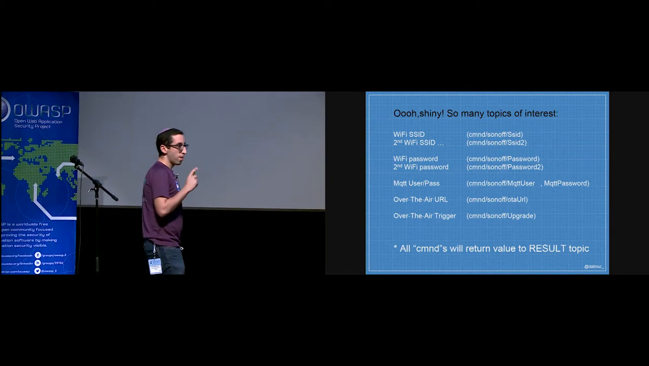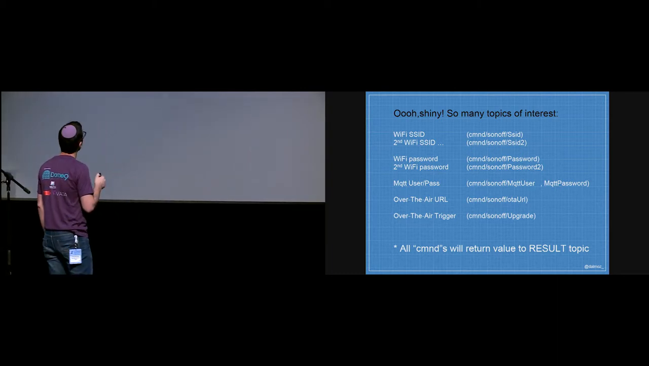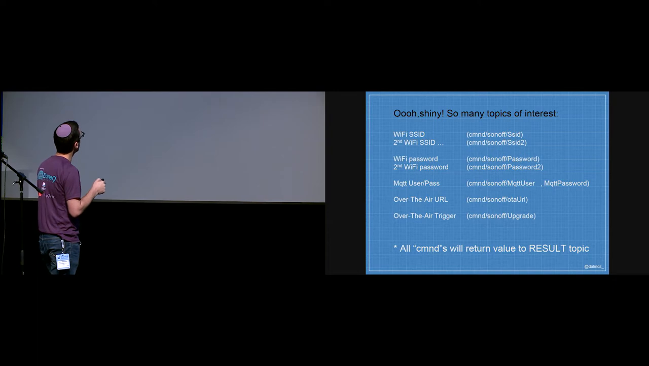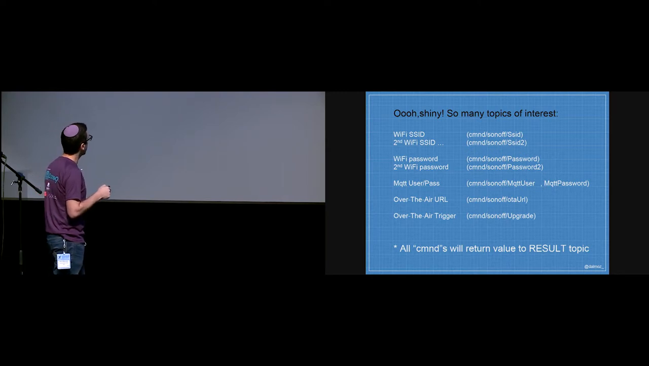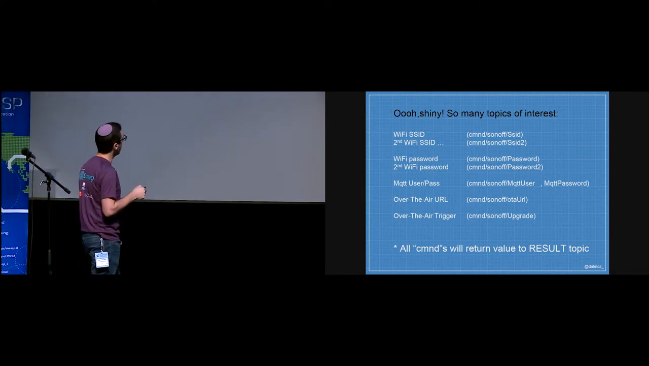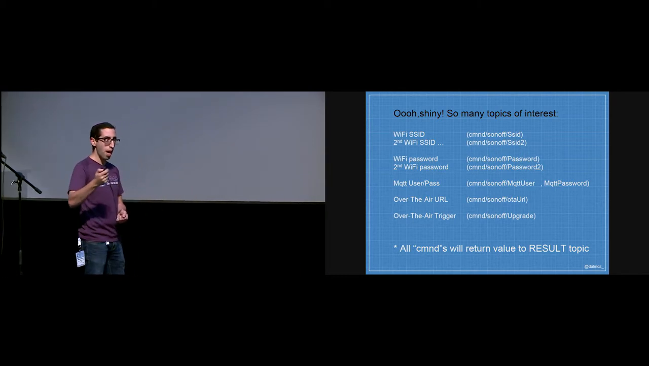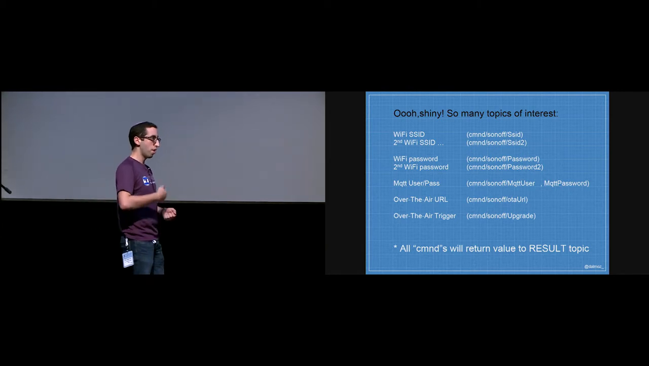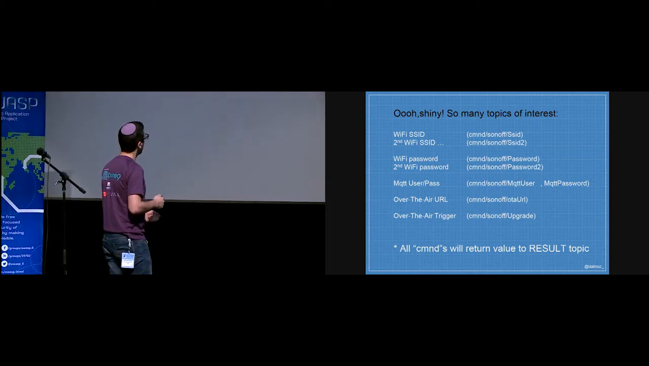And it has many topics that I found interesting. In this example, you can ask for the SSID for the Wi-Fi. Maybe you have a second Wi-Fi, that's the SSID2. You have the Wi-Fi password on some kind of a topic for some reason. You have the second Wi-Fi password for some reason. Again, the MQTT user and pass, if it has a user and pass, you can ask it for giving it to you. And you have the OTA URL, that's important. OTA is over the air. Over the air is the thing that makes you upgrade or download a new firmware and then upgrade your device on the fly. And the triggering for the over the air.